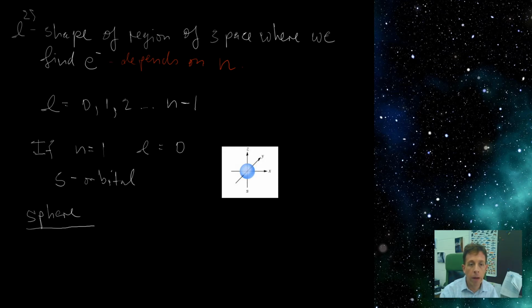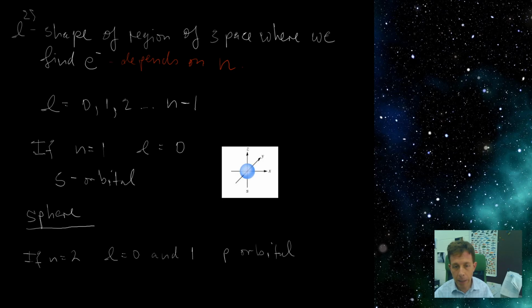Now if n equals 2, then L can equal 0 and 1. So it's always n minus 1. L can equal 0 and 1. And this is now called a p orbital. This is called a p orbital, and the letter p stands for principal.